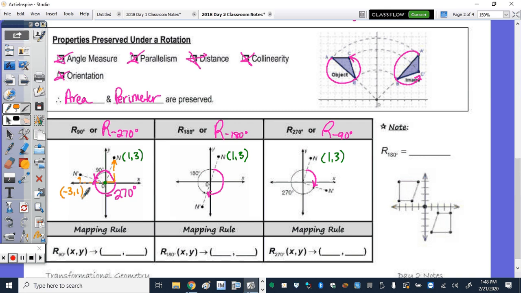So the rule for (x, y), I'm using the same numbers, it just becomes negative y because it's switched, negated, but the x value stayed the same. The 1 stayed a positive 1. So negative y, x.